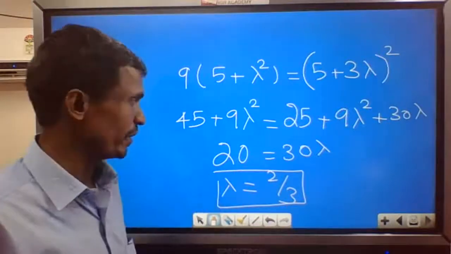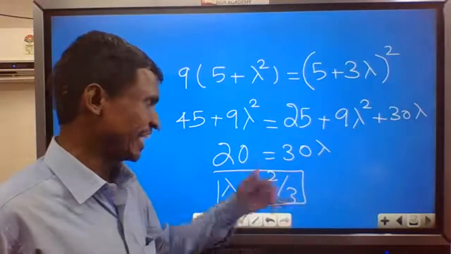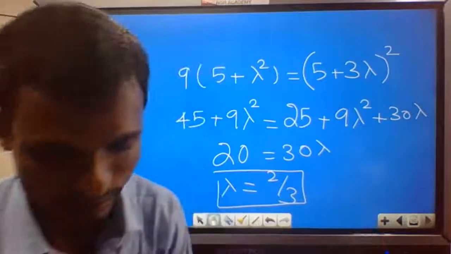So on both sides the 9 lambda square is common and cancels. The remaining terms would be 20 equals 30 lambda. So lambda equals 20 divided by 30, therefore 2 divided by 3. The option should be D option.